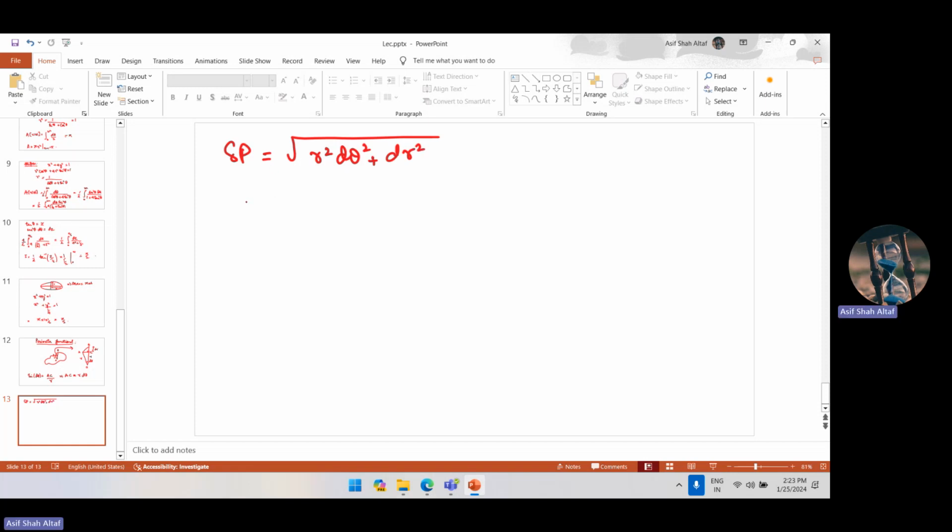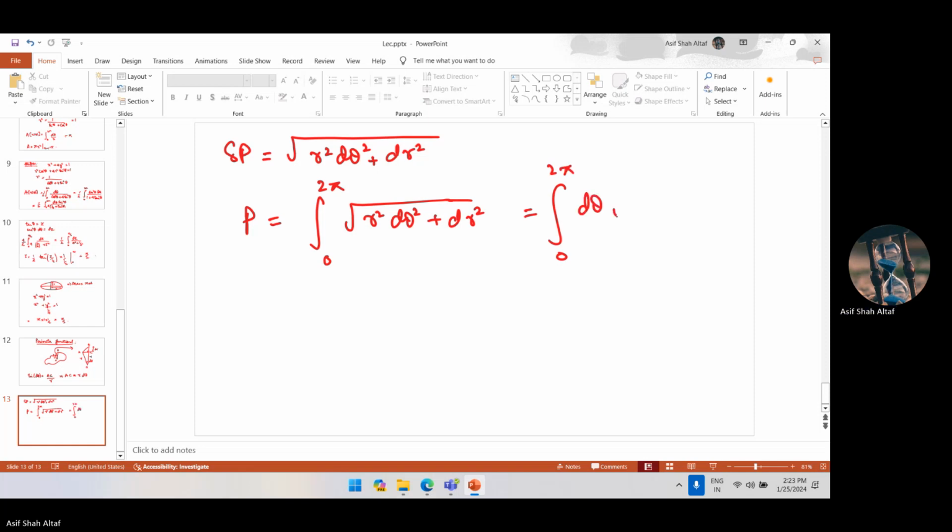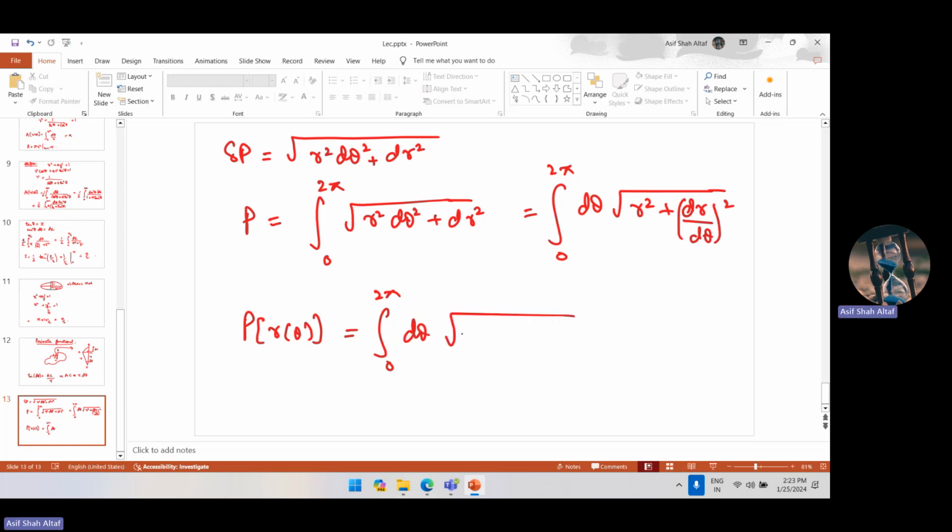But since we are interested in calculating the whole perimeter, we will have to integrate it over 0 to 2 pi, which will give us the integral of the square root of r square d theta square plus dr square. And we can write it this way, or you can also write it in this way, right? Then this defines the perimeter functional.